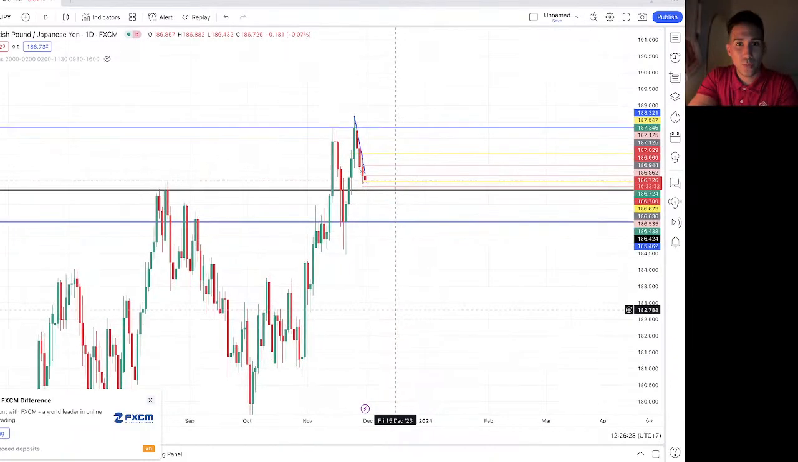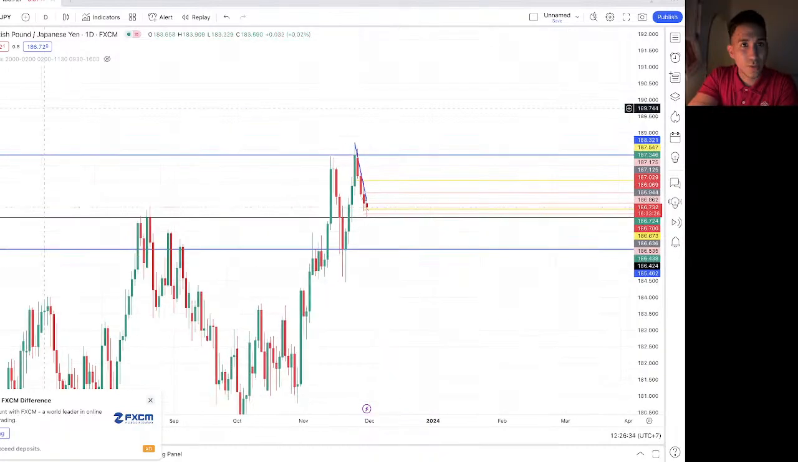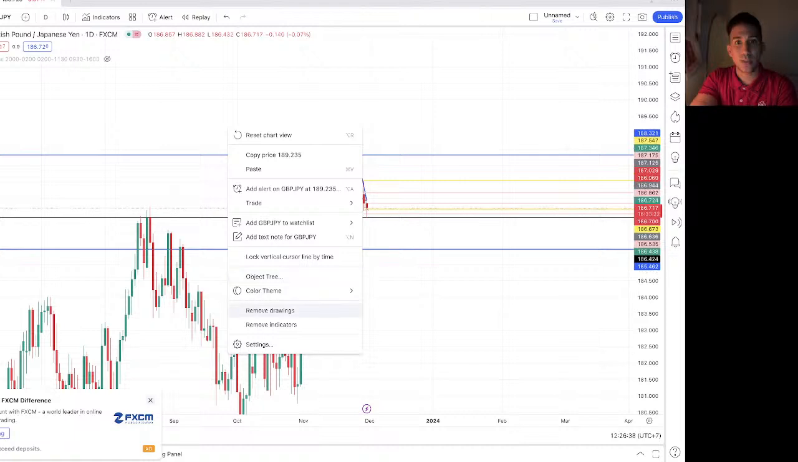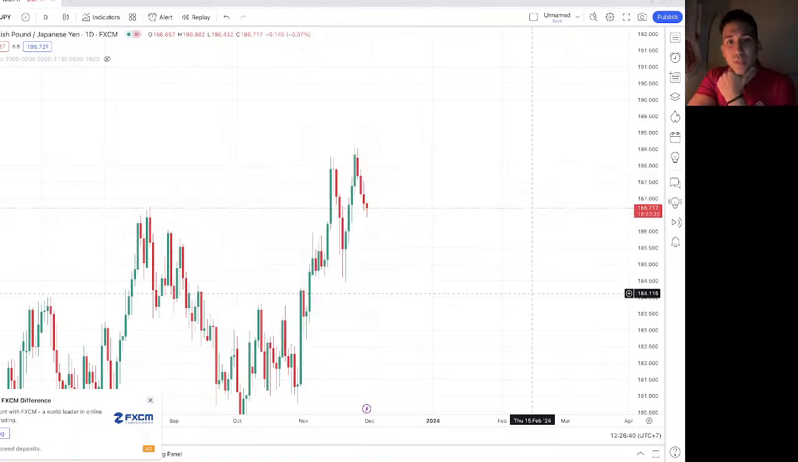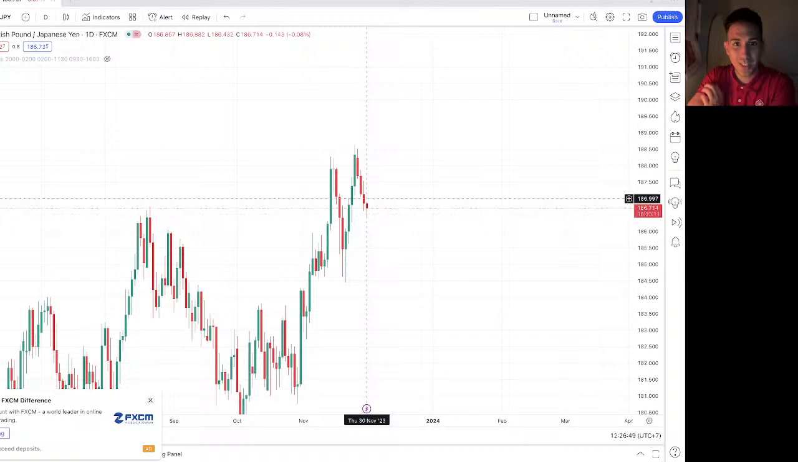So as you can see here, we have. Sorry, let me remove all these lines so you can see. Okay, so what happened yesterday is we're closing the day bearish. As you can see here, we make a high, and now we're going to touch this resistance.